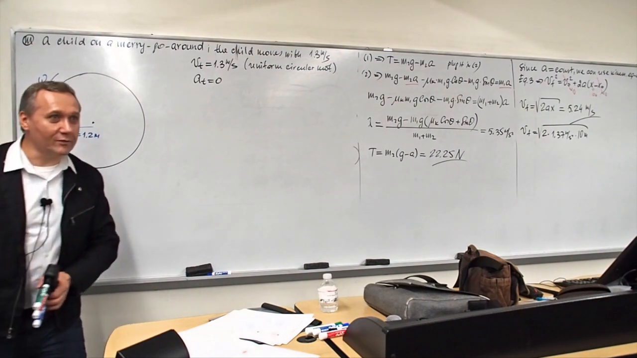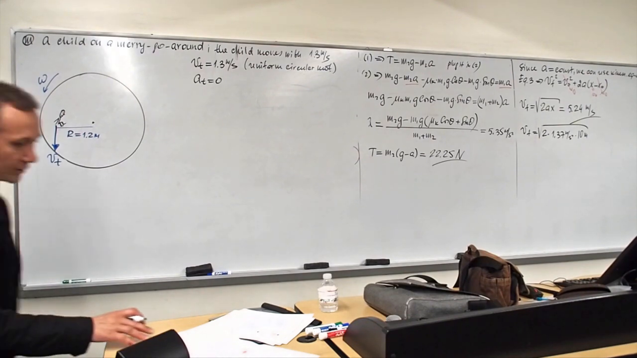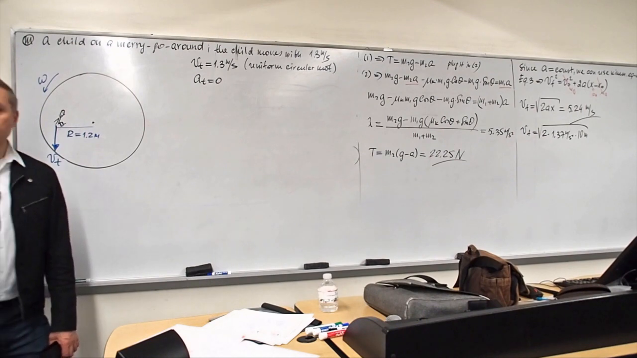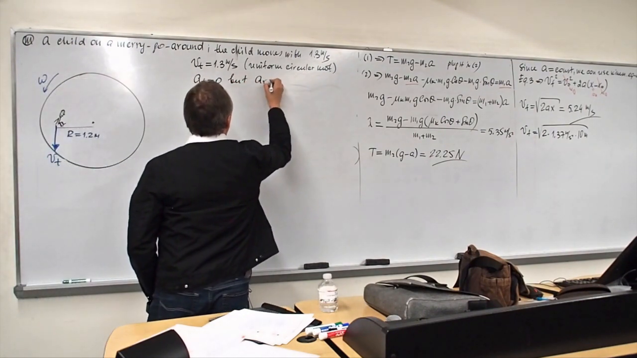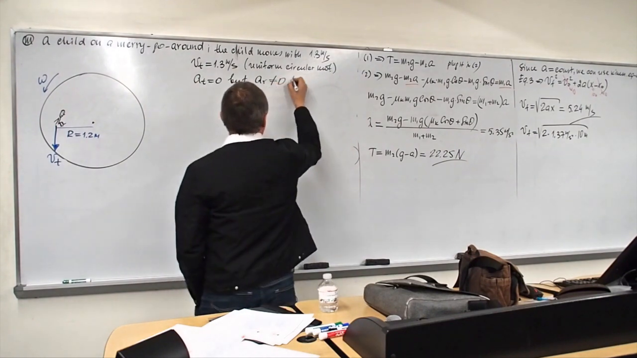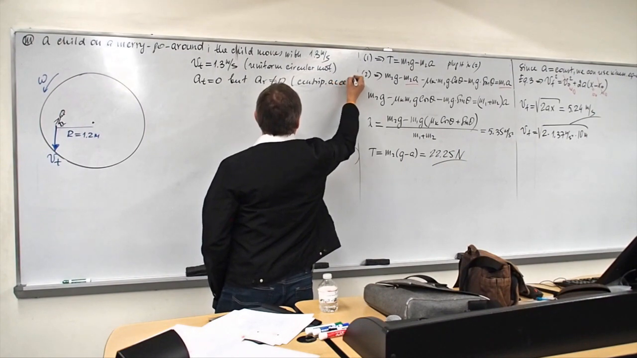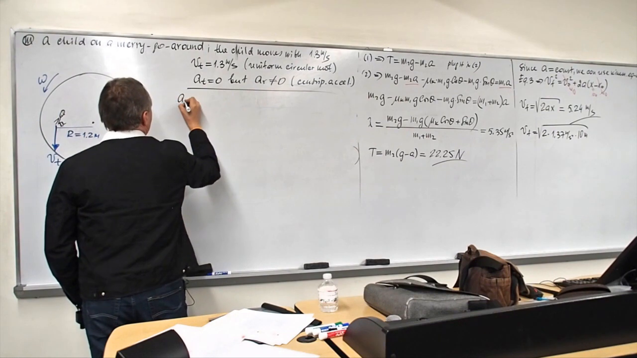But centripetal acceleration, of course, cannot be 0 because we have circular motion. If centripetal acceleration is 0, it means there is no circular motion. So the first question is actually to find that centripetal acceleration. A sub r is not 0. Again, let me emphasize that this is centripetal acceleration. Okay, so let's find it, a sub r.